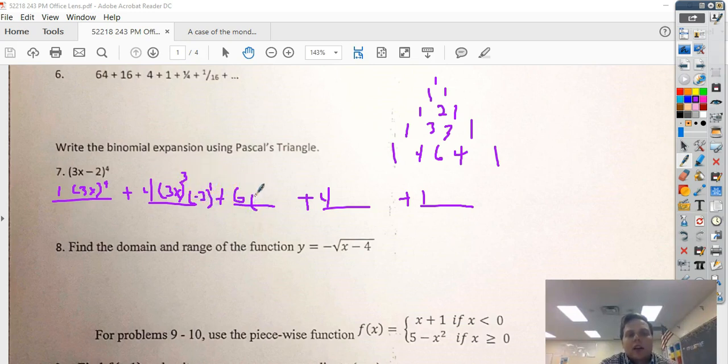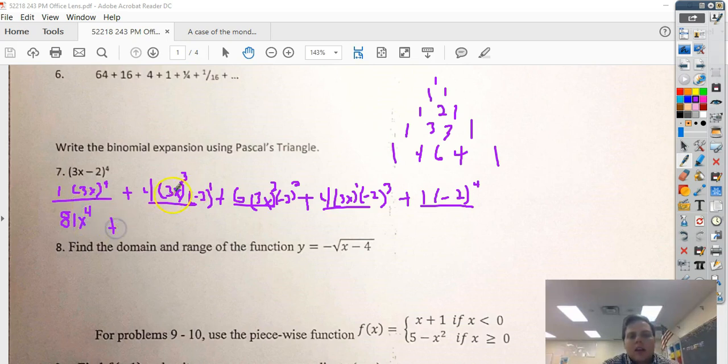So then I say 3x to the 2nd power, negative 2 to the 2nd power. Then I say 3x to the 1st power, and I say negative 2 to the third power. And then last but not least is negative 2 to the fourth power. Okay? So now we're just going to simplify. 3 raised to the fourth is 81. X to the fourth is x to the fourth. Times that by 1, it's just still 81x to the fourth.